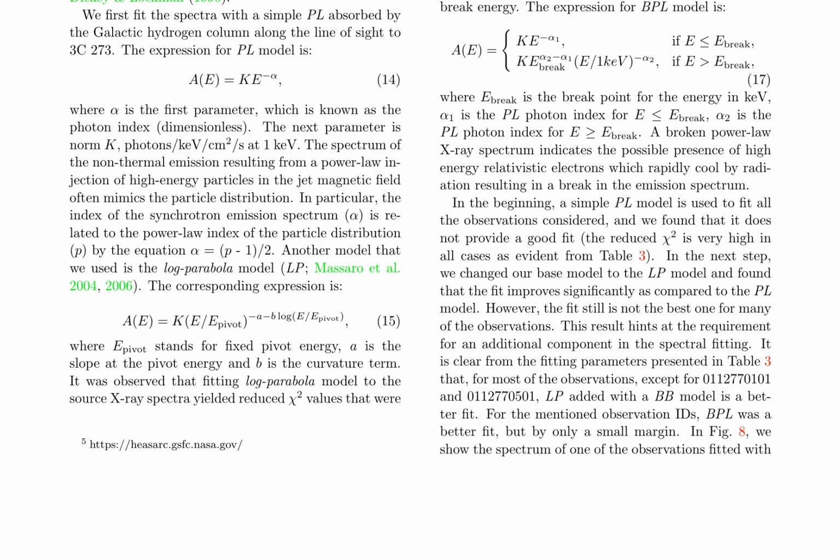This comprehensive spectral analysis of 3C273 utilizes various models, including PL, LP, BPL, and BB, to elucidate the source's X-ray emission properties. The findings suggest that the LP model, combined with a BB component, best describes the observed spectra for most observations, while the BPL model provides a slightly better fit for two observations. This analysis contributes to a deeper understanding of the blazar's emission mechanisms and particle distributions.